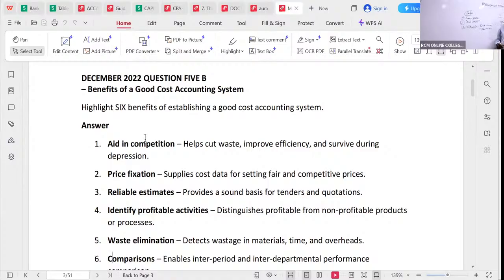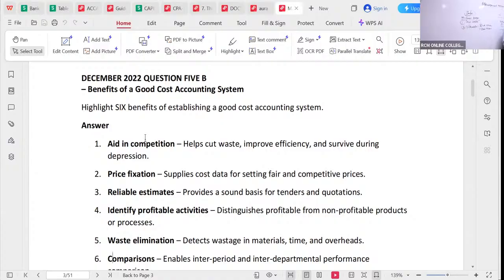But Brookside's revenues went down by over 50%, because other regions said don't even bring this milk here. So this is the concept of management accounting: getting systems that ensure we are cost leaders. Number 2, if we have a cost accounting system, price fixation will never be an issue. It supplies cost data for setting fair and competitive prices, reliable estimates because of the concept of budgeting, and the setting up of quotations.